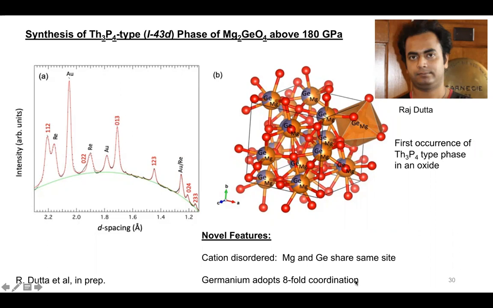By the way, I should say that this phase is not quite the phase Umemoto predicted, but it's a related phase. It's a disordered version of the phase that Umemoto predicted. So this is an important candidate.